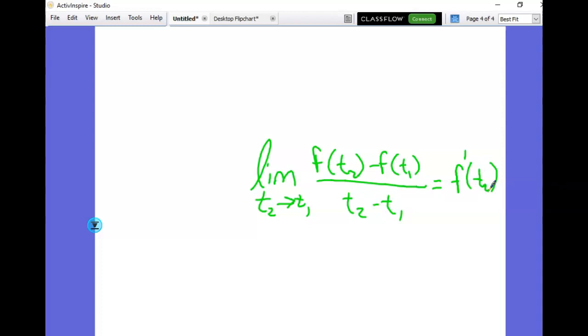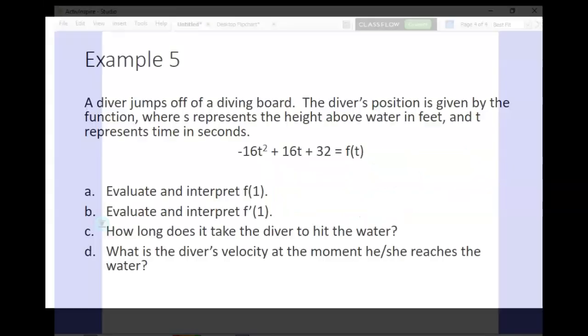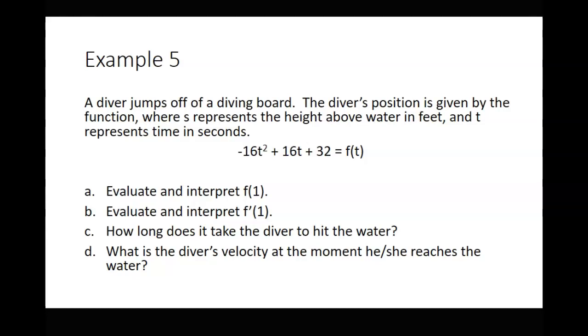So the point here is that now, instead of just finding average velocities, we're going to find instantaneous velocities, okay? And that's what we're going to be doing in this question. So, a diver jumps off of a diving board, and the diver's position is given by the function below, where S represents the height. It says S. I probably should put, let me scribble that out, F of t, where F of t represents the height above water in feet, and t represents the time in seconds.